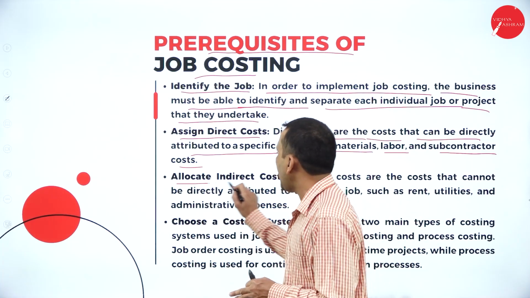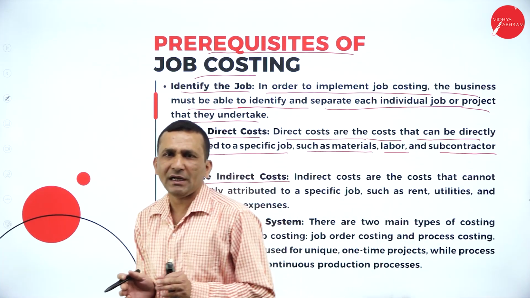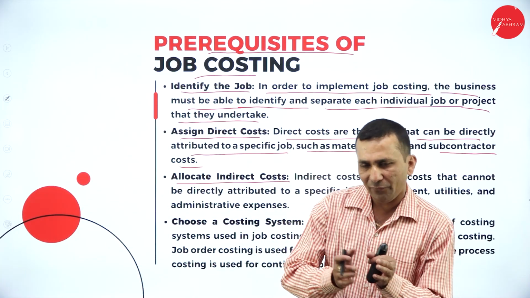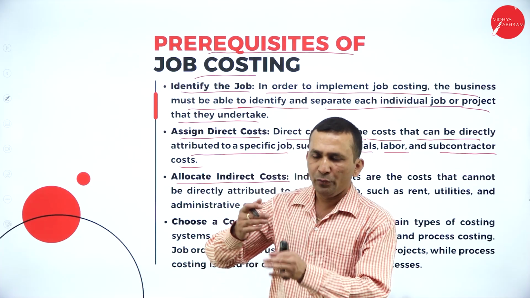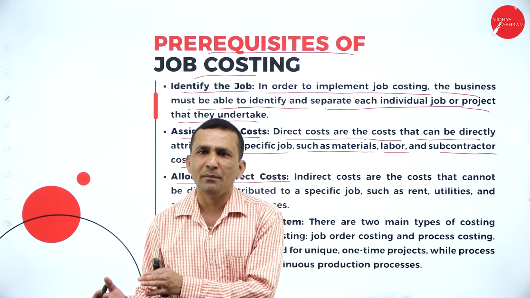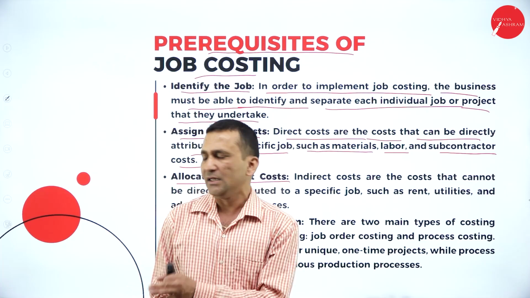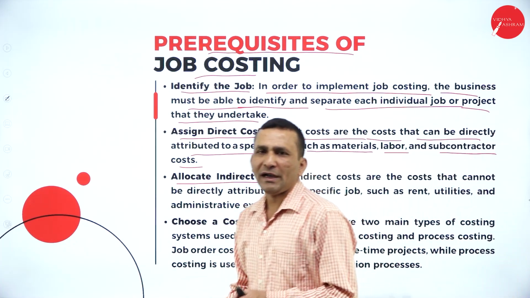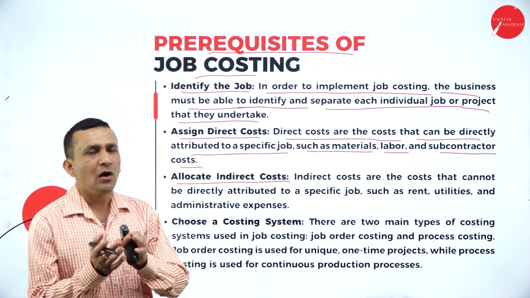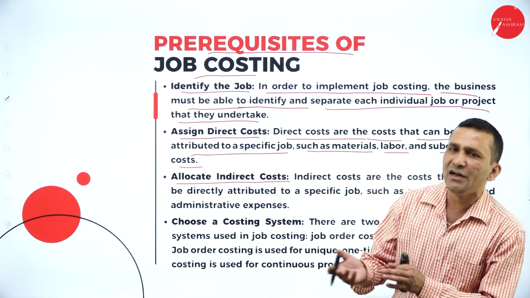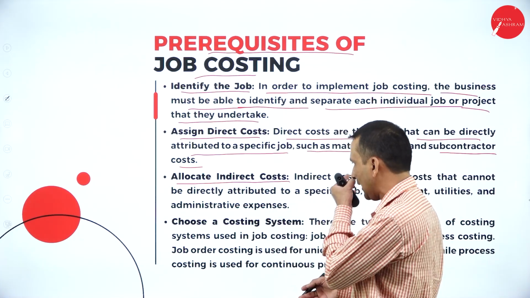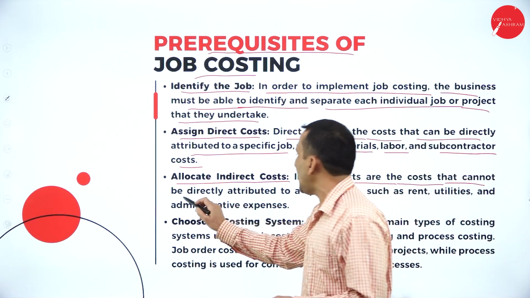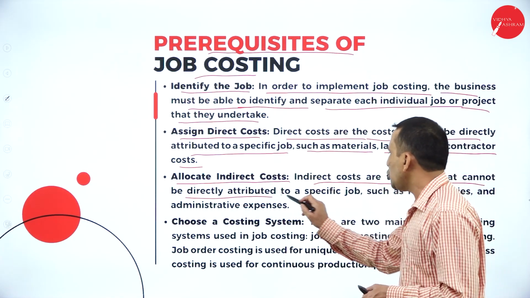And the next one is to allocate indirect cost. The manufacturer produces a product or performs the job, which is then sold with the help of marketing, and this is called indirect cost. Allocating indirect cost covers, for example, factory rent, electricity, selling cost, and traveling cost, everything that comes under indirect cost. Indirect costs are the costs that cannot be directly attributed to a specific job.